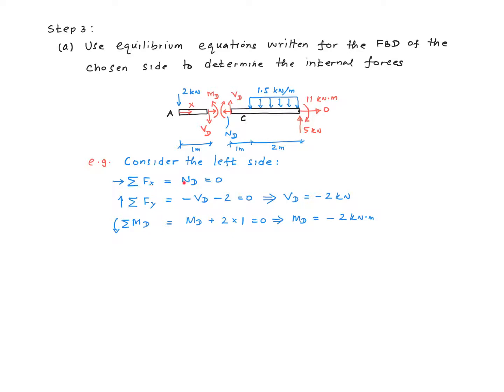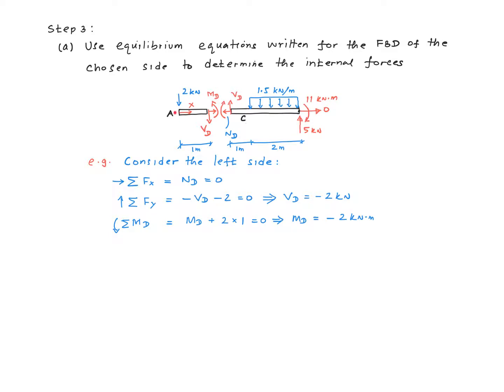Sum of the forces in the horizontal direction, and the only force we have acting in the horizontal direction on this free body diagram is N_D, and therefore N_D must be equal to 0. Sum of the forces in the vertical direction must be 0. In the vertical direction, we have V_D going vertically down, so that goes in as a negative term. And 2 kilonewton acts in the vertically downward direction, so that goes in as a negative term as well. So this equation leads to a value of minus 2 kilonewton for V_D.